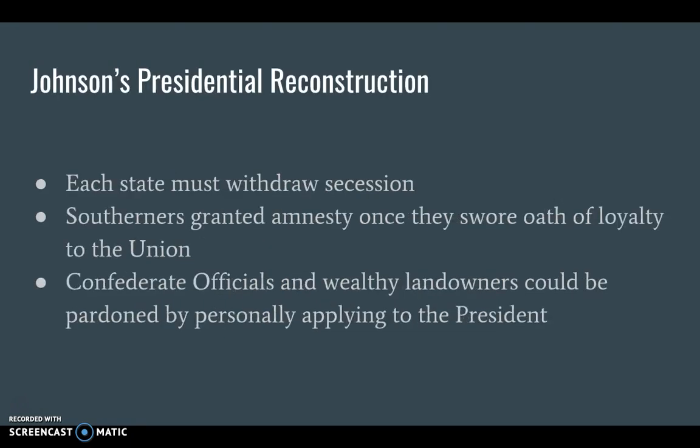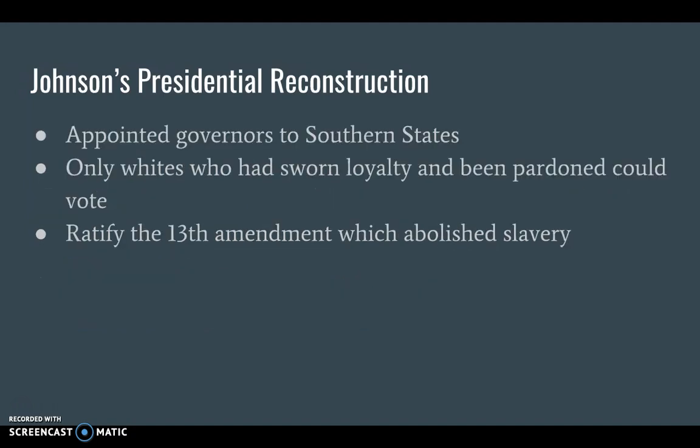Johnson's plan was called Presidential Reconstruction, where each state must withdraw secession. Southerners were granted amnesty once they swore an oath of loyalty to the Union, and Confederate officials and wealthy landowners could be pardoned, but only by personally applying to the president. Johnson also appointed governors to Southern states and required them to hold elections for state constitutional conventions. Only whites who had sworn their loyalty and had been pardoned would be allowed to vote.